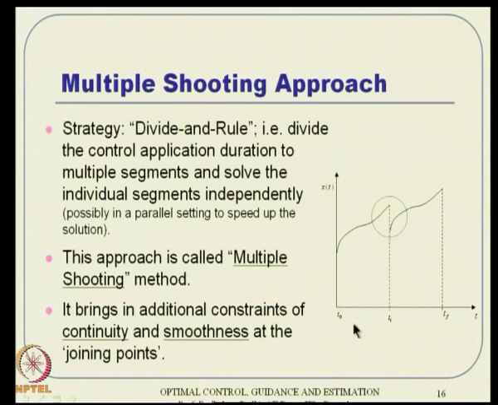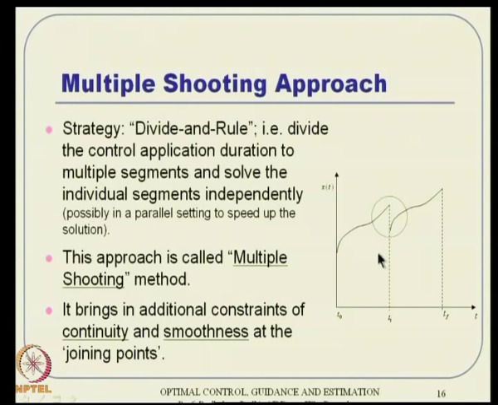So, one idea is, okay, I will divide this time duration T0 to Tf into, let us say to begin with, 2 segments, or in general it can be multiple segments. Once I divide it into 2 segments, what is essentially needed is visualizing the problem as 2 different problems actually. One problem operates from T0 to T1, the other problem operates from T1 to Tf. This idea is called multiple shooting, because you are not shooting all the way, you are shooting piece by piece actually.